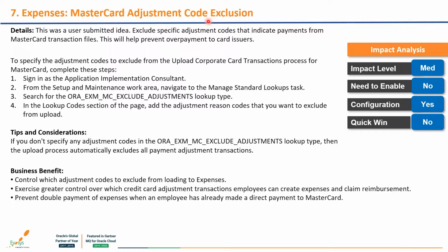So what we can do is go to the standard lookup. In this lookup type we can add our adjustment codes, so that this particular adjustment should be excluded while we are running the upload corporate card transaction process, correct? So the system will exclude these particular adjustment codes. And if these adjustment codes are representing payments, we can exclude those payments in order to avoid overpayment to the card issuer, right? So this is one really nice feature that I find. This was one of the most awaited features as well.